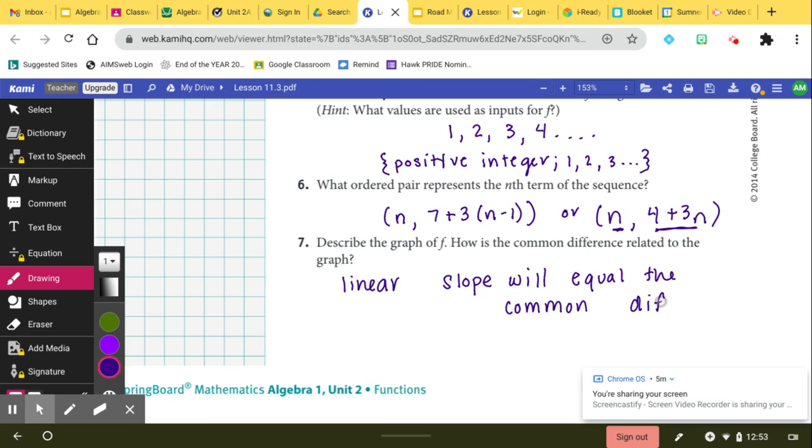So basically, all we're doing for this lesson is everything we did in lesson 11.2, and we're just changing the notation we use to function notation.